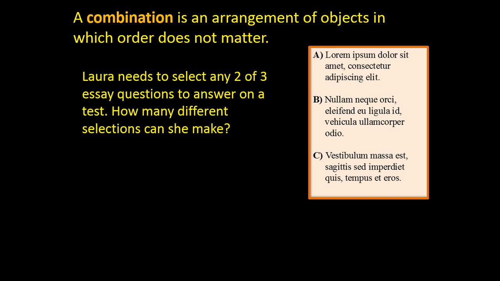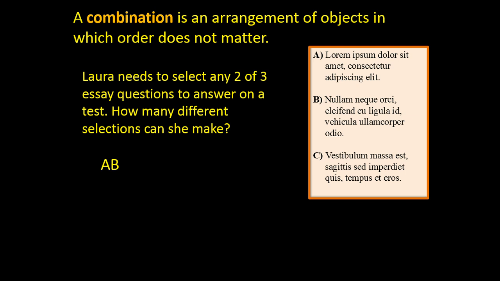So what if we're arranging objects, but the order doesn't matter? Then we have something called a combination. And here's an example of a situation where order wouldn't make any difference. Laura needs to select any 2 of 3 essay questions to answer on a test. How many different selections can she make?